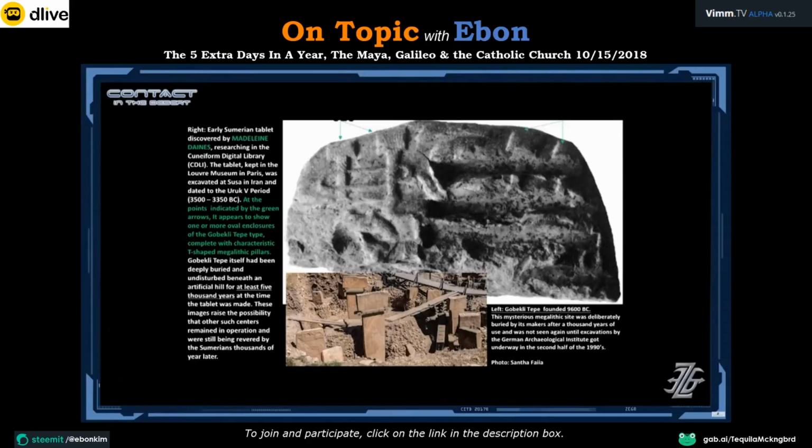Interestingly enough, Madeleine Danes, this is not my find. Do you see what she sees? Do you see this T-shaped thing here? Do you see that? T-shaped megalith with a circular enclosure. And actually there's another two of them here. Well, this is very odd because this is found on a tablet dated to 3500 BC, thousands of years after Göbekli Tepe. It suggests that some knowledge or information about Göbekli Tepe was passed down, was transmitted into the Sumerian period.